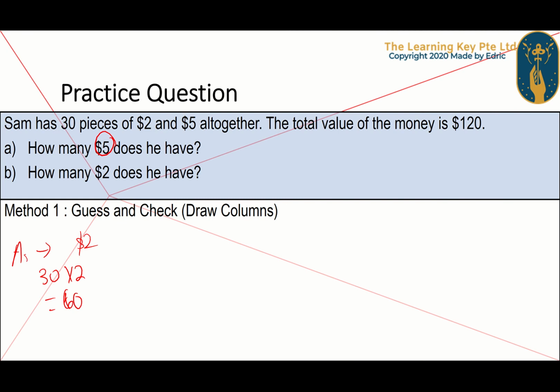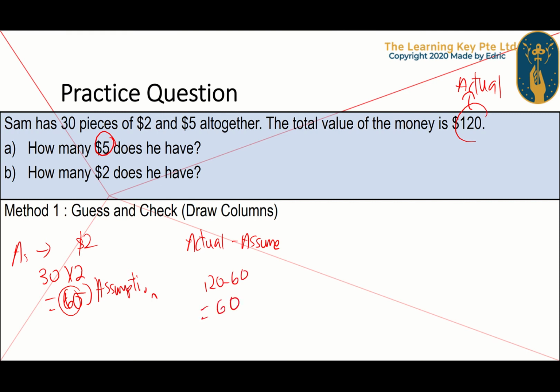But what is actual minus assume? So 120 is the actual. So this is what actually happened, but this is my assumption. So I have to take actual minus assume, because actual is bigger. So it's 120 minus 60 equals to 60. Okay, so this is answer A. And so this is the difference. 5 minus 2 equals to 3.